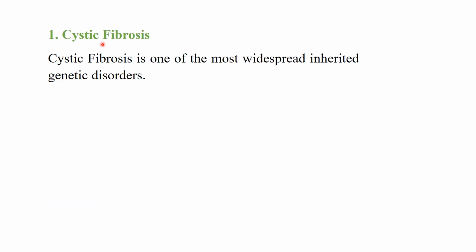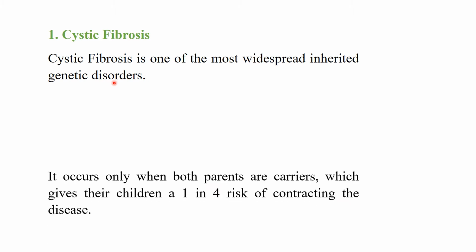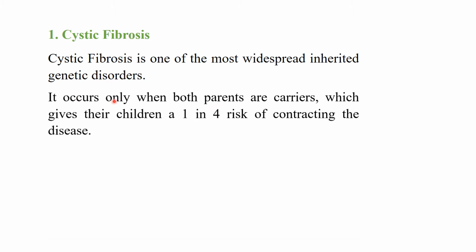Starting with cystic fibrosis. Cystic fibrosis is one of the most widespread inherited genetic disorders. Cystic fibrosis occurs only when both parents are carriers, which gives their children a 1 in 4 risk of contracting the disease, as the disease is autosomal recessive, so both the genes must be present in homozygous condition.